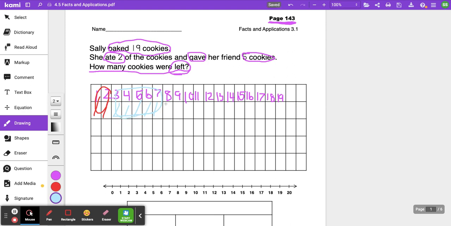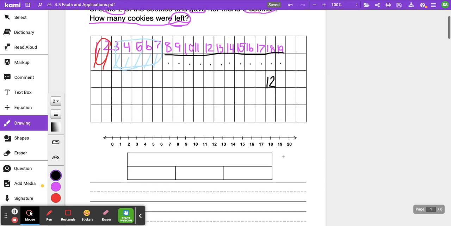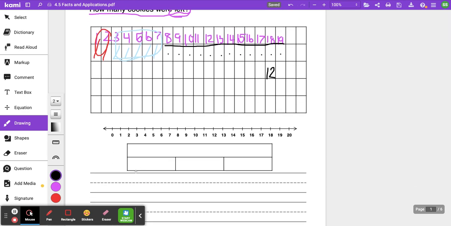And it says, how many cookies were left? Well, all of these are the cookies that are left. All of these. So now I need to count them. 1, 2, 3, 4, 5, 6, 7, 8, 9, 10, 11, 12. How many cookies did Sally have left? 12 cookies. So I drew my picture. We have that done. Let's put it here on our number line.